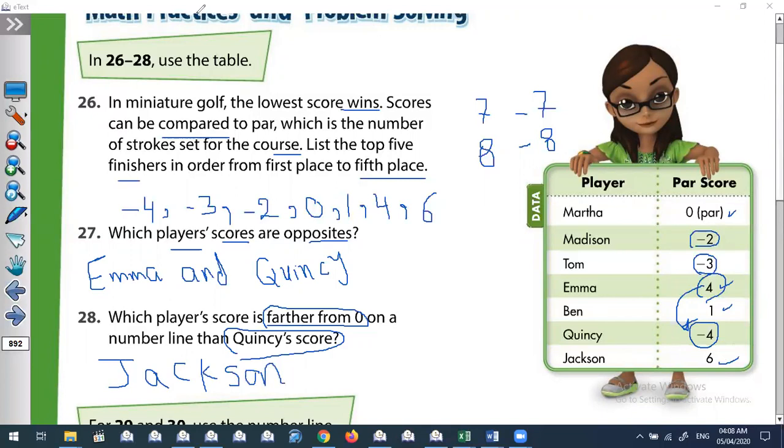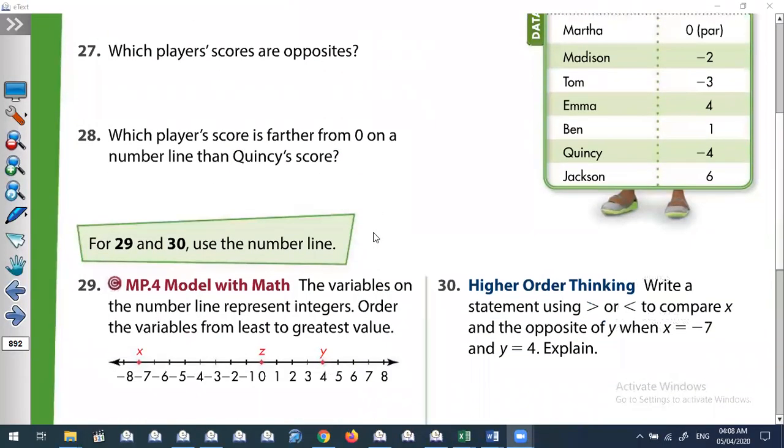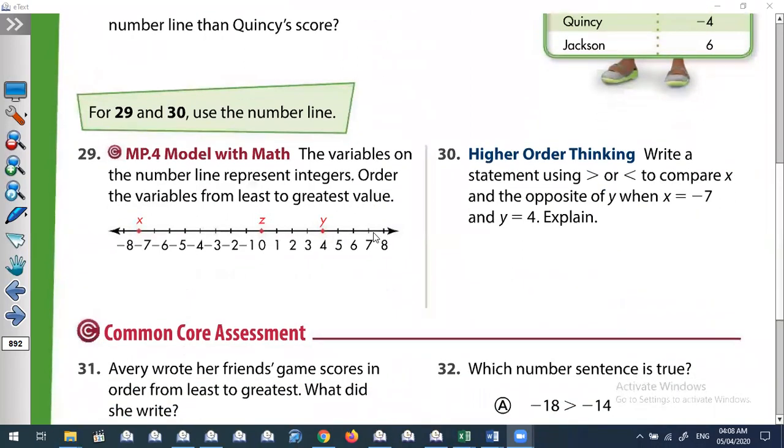The next exercise. Number 29. Here, the variables on the number line represent integers. Order the variables, the letters here x, y, z, from least to greatest. The least one will be on the left. So the least one is x. After x, z. After that, y is the greatest one. So the order from least to greatest: x, z, y.